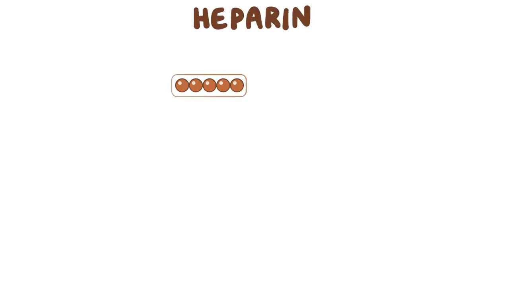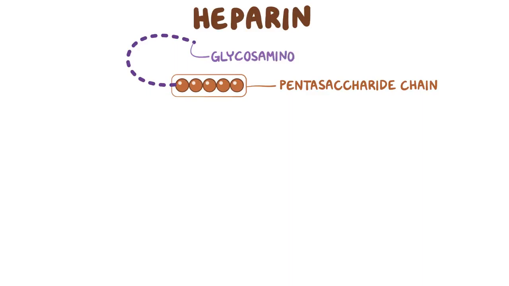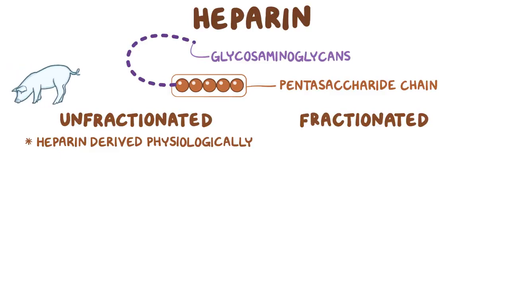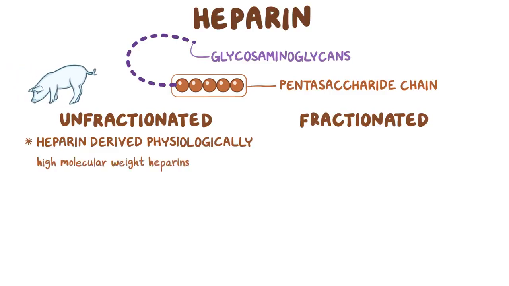Heparin is a carbohydrate molecule with a pentasaccharide chain followed by a tail made of glycosaminoglycans. Heparin can be unfractionated or fractionated. Unfractionated heparin refers to heparin derived physiologically, usually from pig intestine, and is a mixture of high molecular weight heparins, or HMWH, as well as low molecular weight heparins, or LMWH.